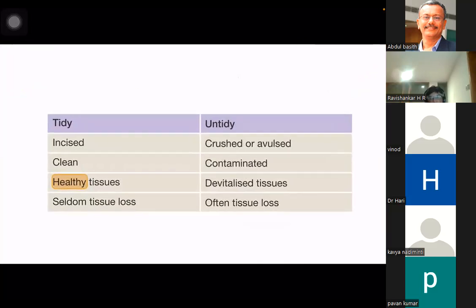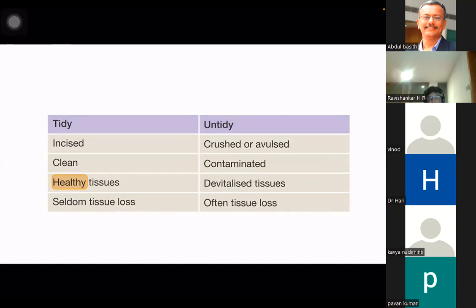And classification into tidy and untidy wounds. In tidy wounds, a lesser amount of tissue is lost, the injury is clean with healthy tissues, and these are incised wounds like those made surgically. And untidy wounds are wounds formed due to contamination or crushing, and there is tissue loss. These are helpful to decide whether to add antibiotics prophylactically in wound injuries.